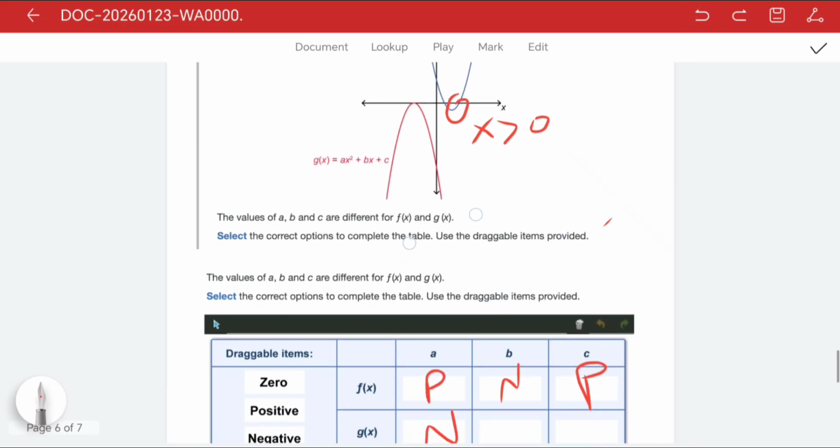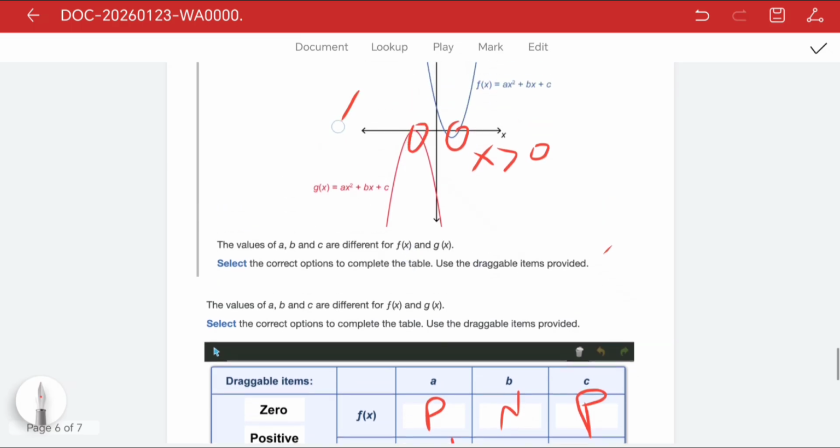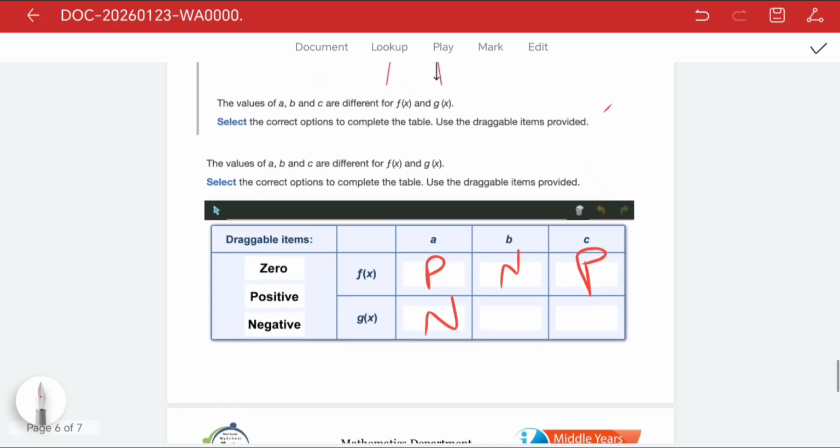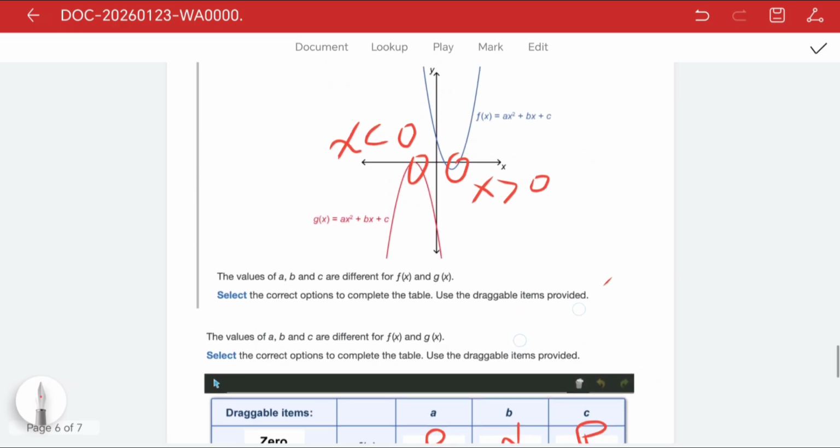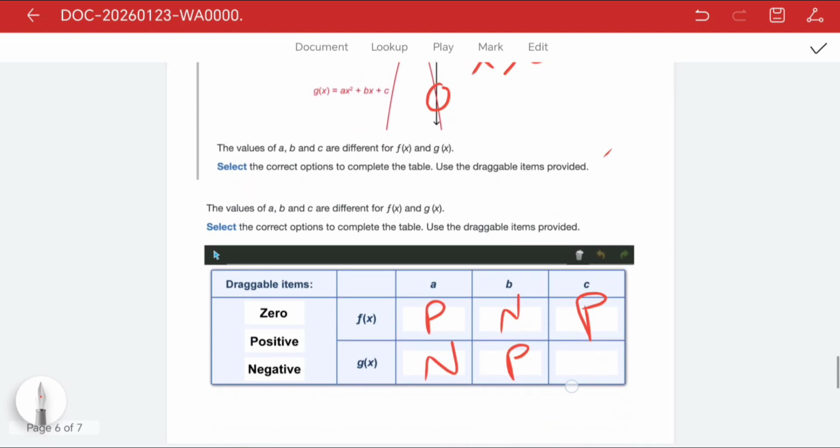Look at the next one. Because it is crossing at x less than 0, it means it is positive. Then it is crossing the y-axis at the y-intercept in the negative place, so it will be negative. This is the basic information about the parabola.